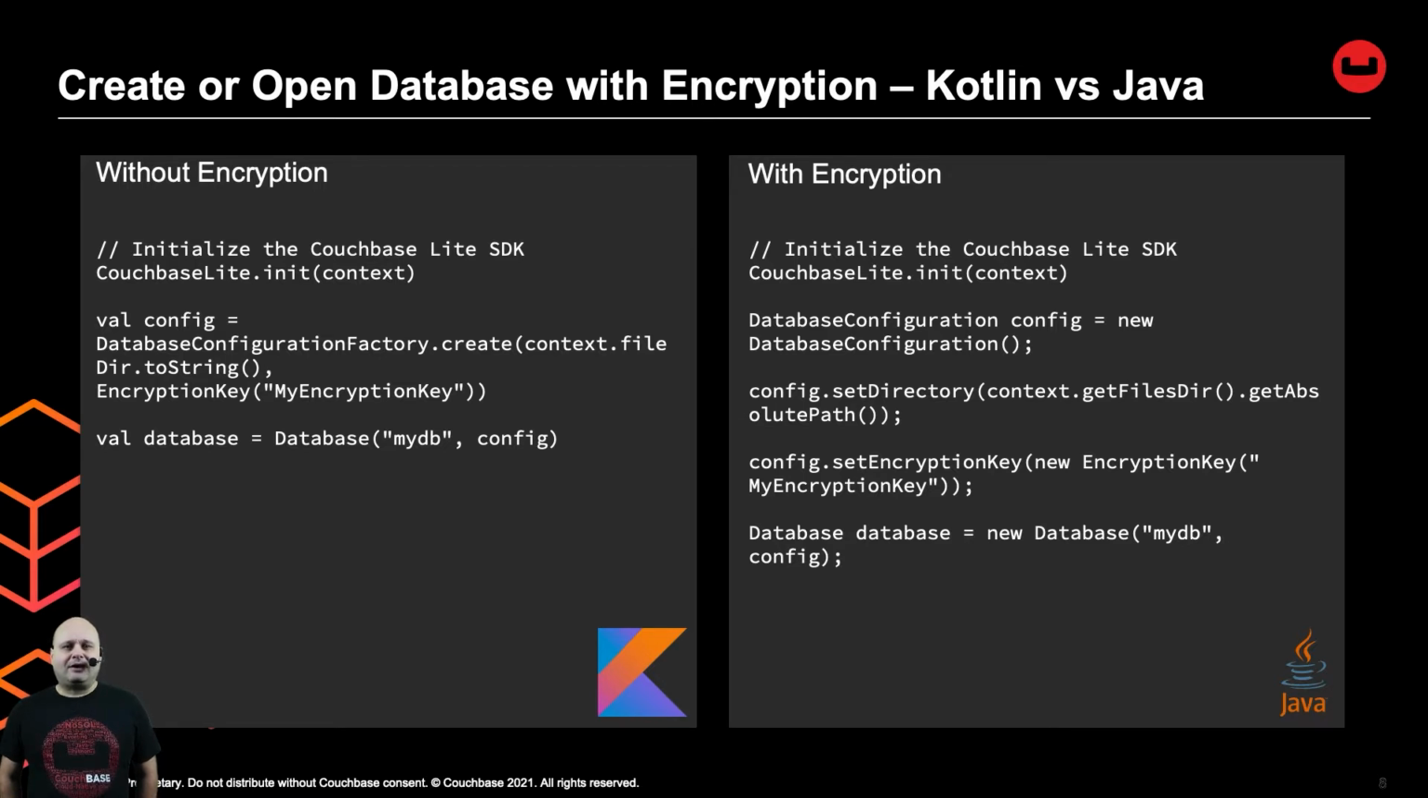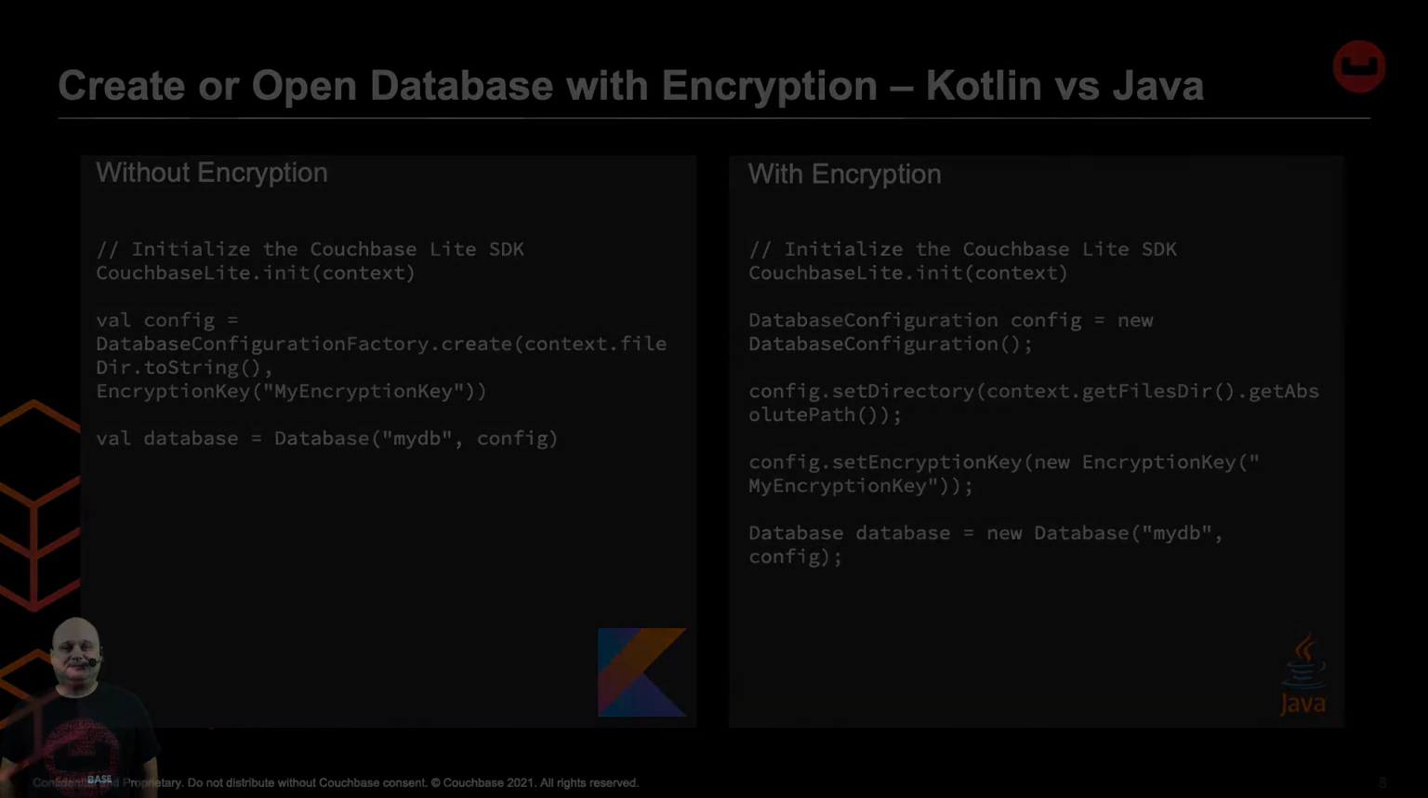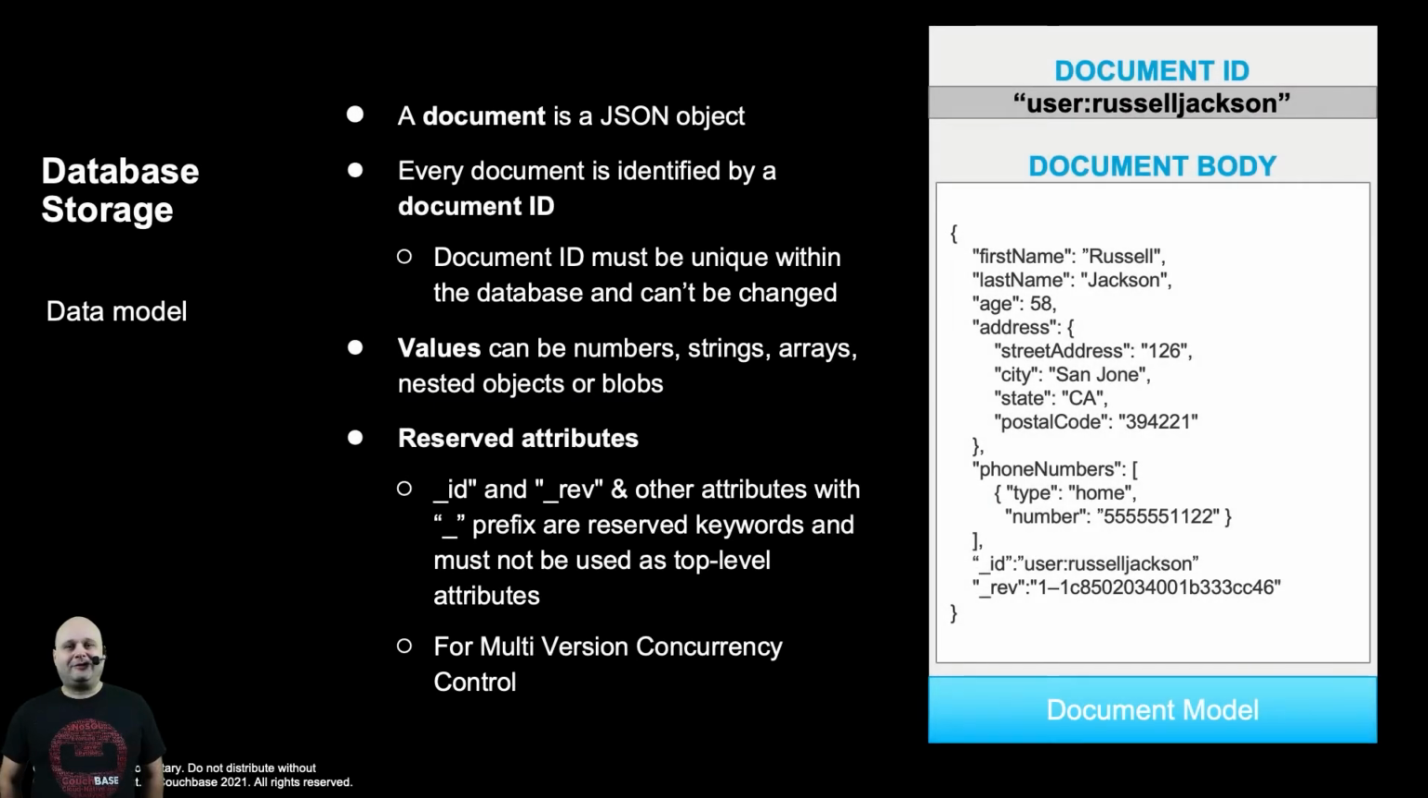So now that we've shown that the Kotlin API is very similar to the Java API, let's take a look at how documents are stored in the database. Couchbase Lite stores information in the database in documents. The document format that Couchbase Lite uses is JSON, which stands for JavaScript Object Notation. JSON documents can store a wide range of values, including numbers, strings, booleans, arrays, and nested objects. Every document in the database must have a unique way of identifying it called the document ID. Note that once the document ID is created, the ID cannot be modified.